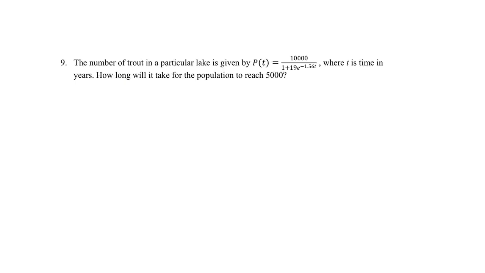We need to know how long it's going to take for the fish population to reach 5,000. So here's the model that models the amount of fish at any time t. 5,000 is a measurement of population, so that's going to go in place of p of t. And the question is, how long will it take? That means solve for t, when p of t, the population, equals 5,000. So we replace p of t with 5,000.